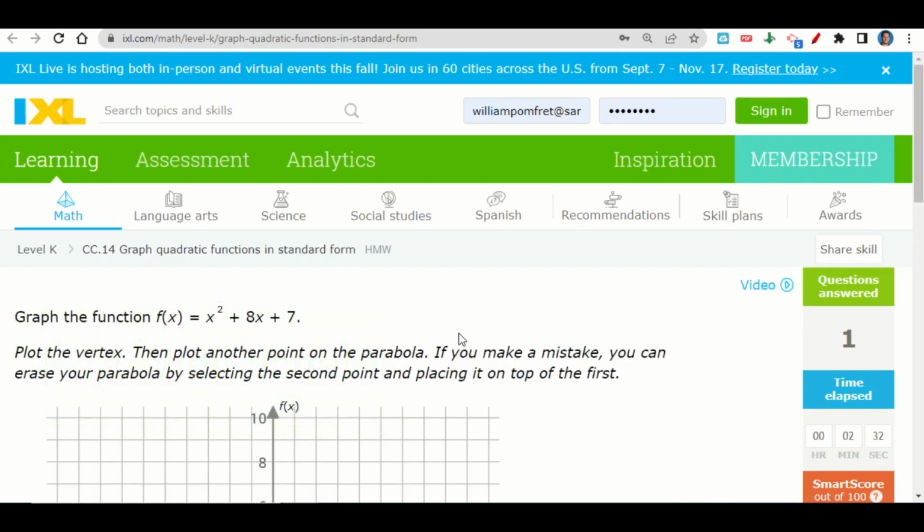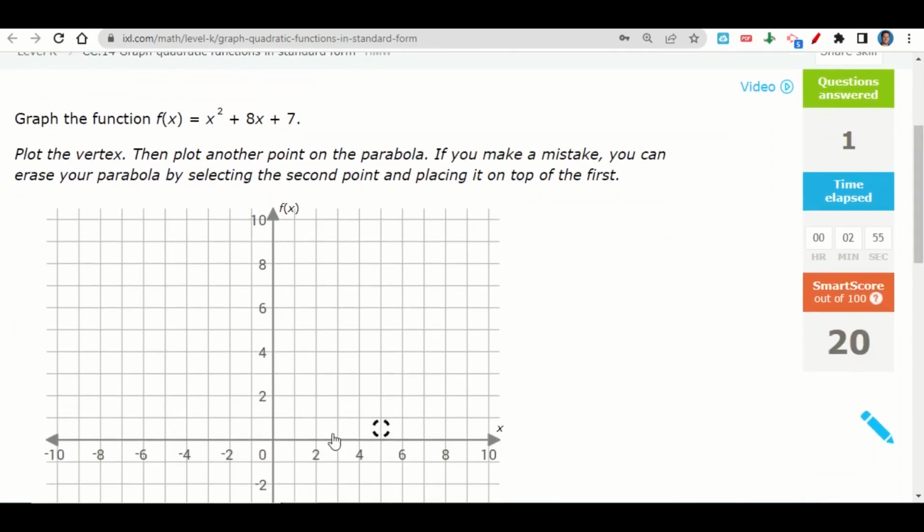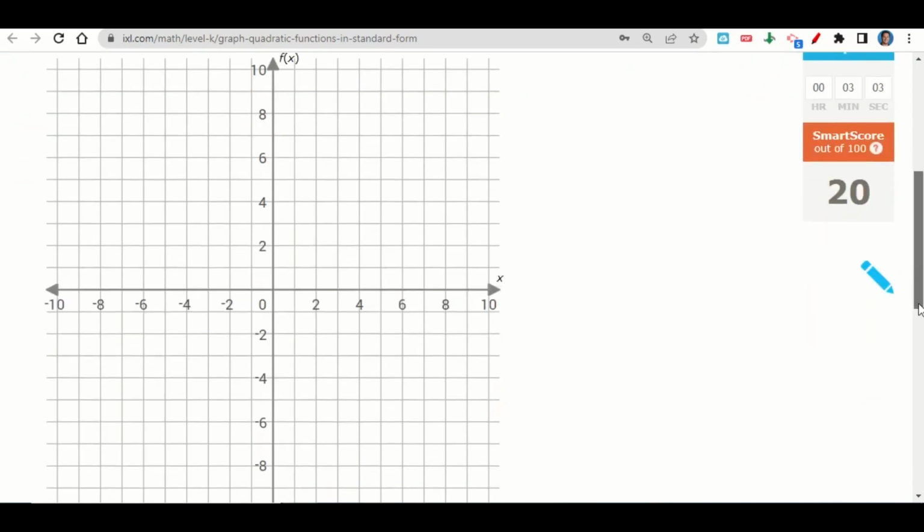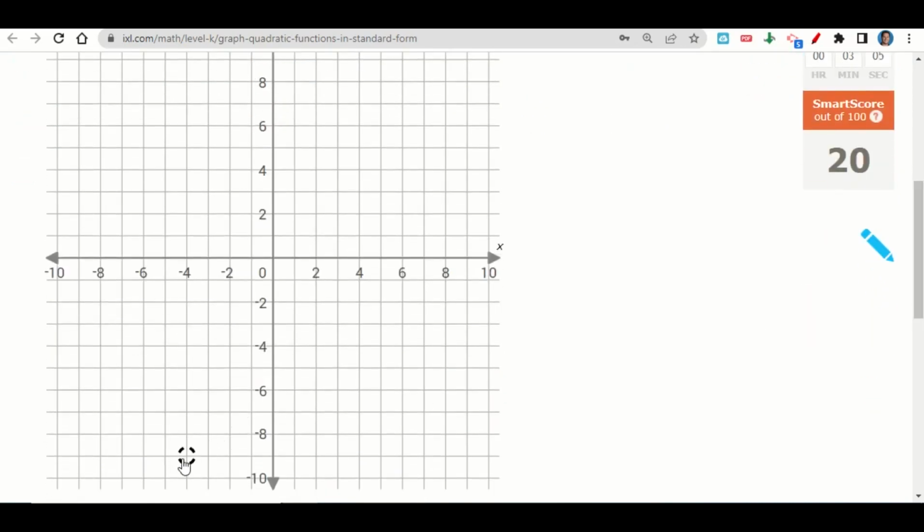Now the next one says x squared plus 8x plus 7. So we would use completing the square with this one as well. And when we do that, we should end up with (x plus 4) squared minus 9. So we're going to go ahead and plot that. So our x-coordinate would be negative 4, and our y-coordinate would be negative 9. So we go ahead and plot that right here.